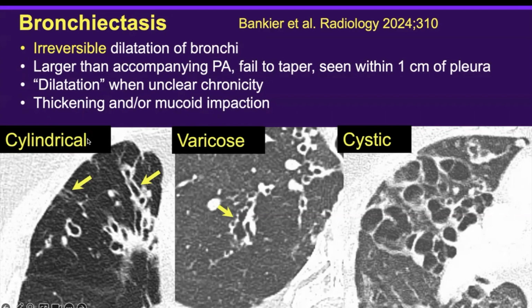And here are 3 terms we utilize when we describe bronchiectasis: cylindrical when the dilatation is tubular, varicose when the outer contour is beaded, cystic when the abnormalities are round. And here we can see the thickening of the bronchi. The bronchi, or this bronchus in particular, is dilated and seen well within 1 centimeter of the periphery of the lung.